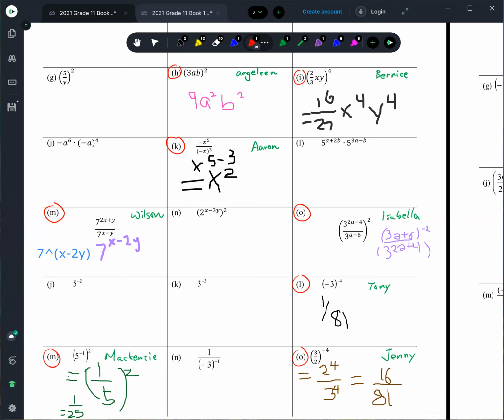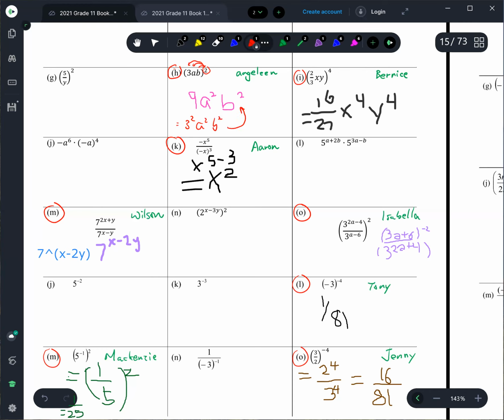I'll be using red to show the answer. So question H, you just share, right? Using our same exponent rule. This one should be no problem. So you get 3 squared a squared b squared, and that will give you the answer there. Okay, this is correct. Very good.